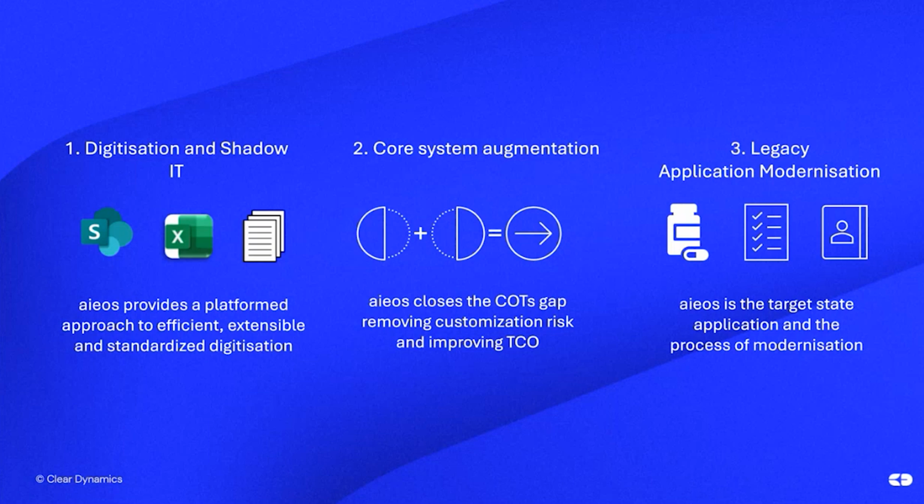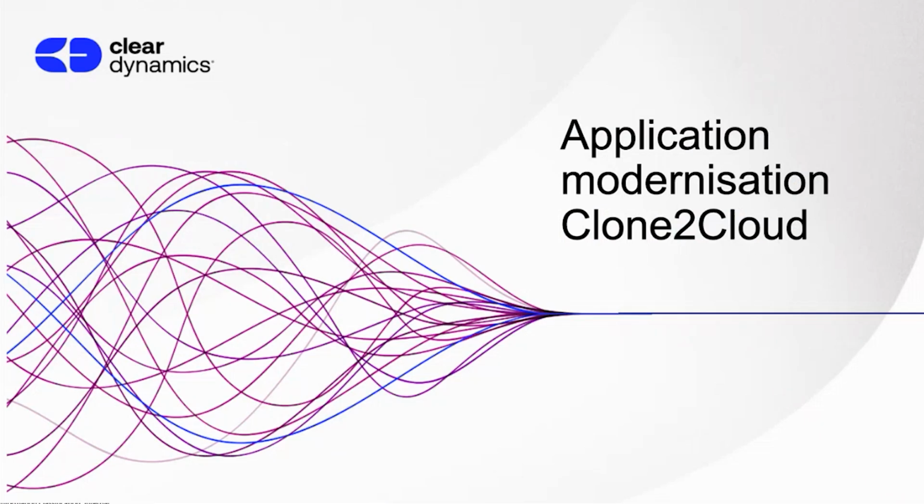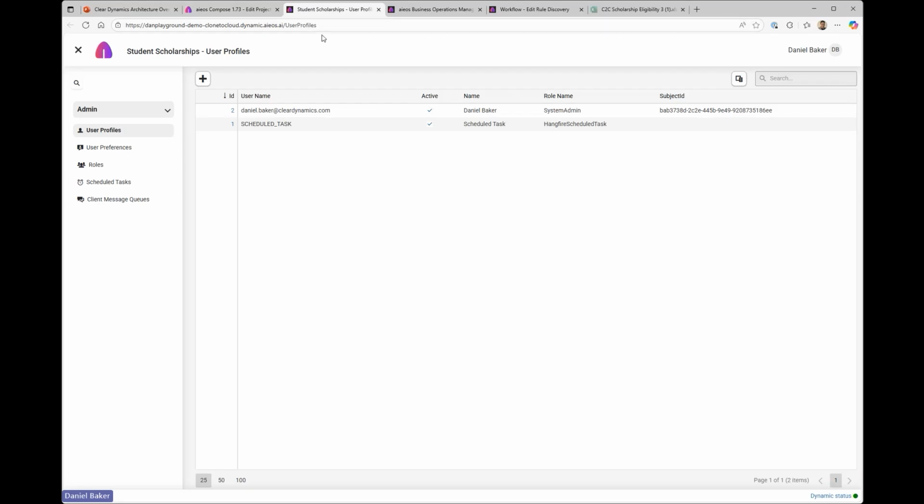So for today's demo, I'll focus most of the time on use case number one there, which is digitization and shadow IT use cases, because they are nice and quick to demonstrate. They give you an idea of how the platform works, and then we'll touch on two and three as well, just briefly at the end. So without further ado, let's jump into our clone to cloud process. Now, I do have a couple of slides on this process, but before I do, we'll actually just jump into the platform itself, and then we'll come back to the slides in a sec.